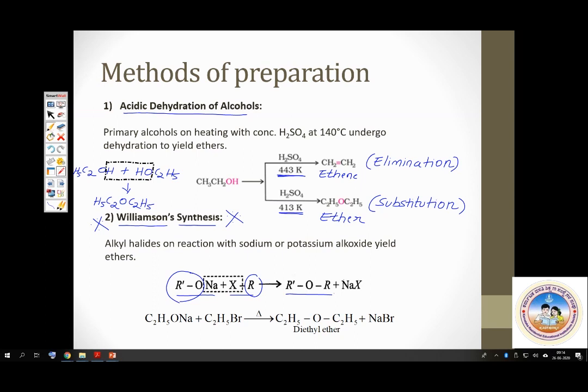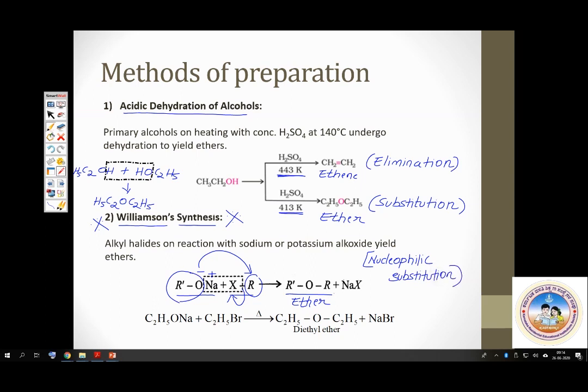Yes. This also follows the nucleophilic substitution mechanism. O minus, Na plus, O minus attacking R, and the halogen atom leaving. So this also is a nucleophilic substitution reaction. Now, a few more important points related to Williamson synthesis.